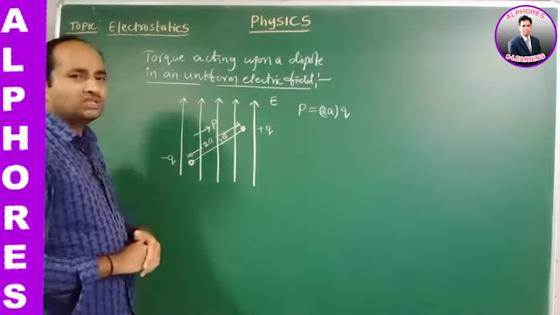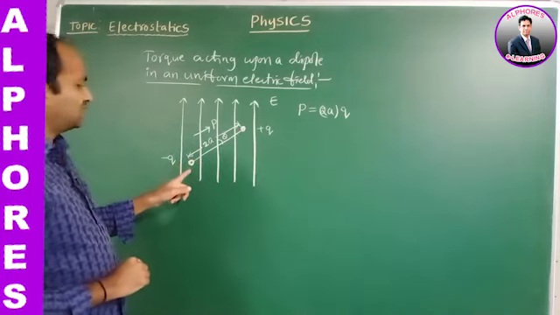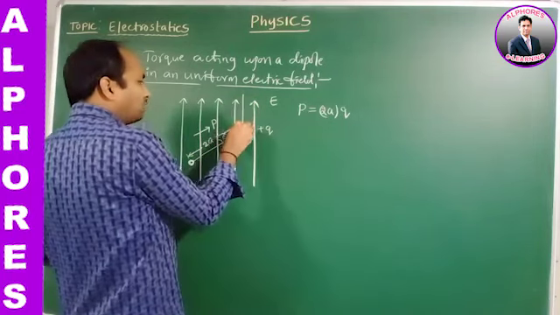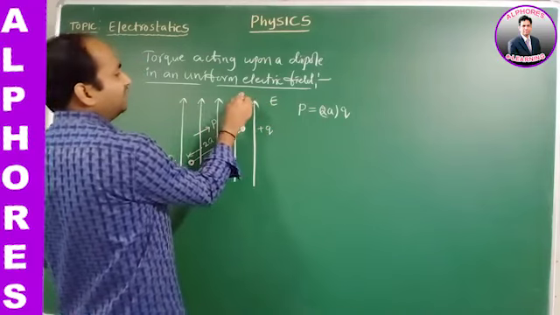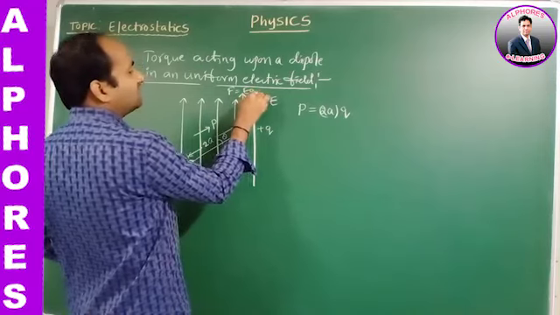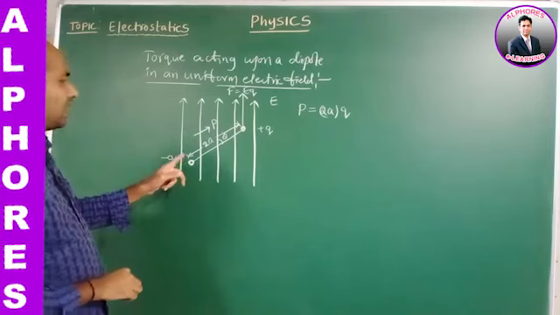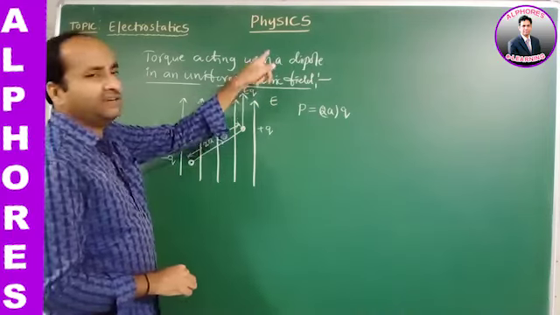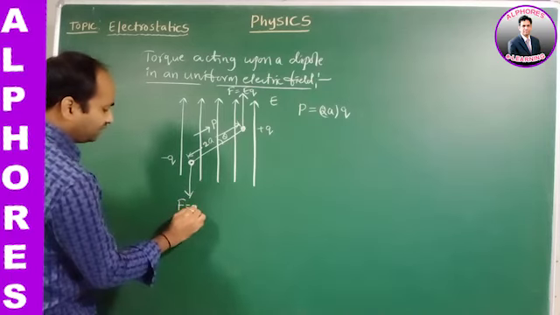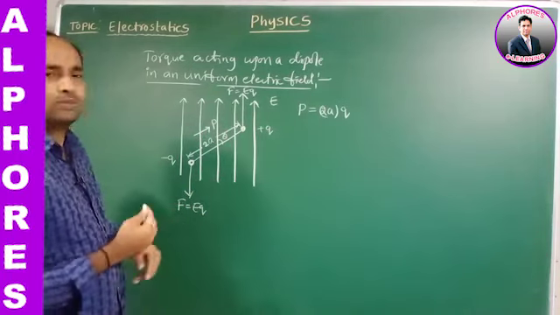Now what is the force acting on these charges? Here is the positive charge, and here is the negative charge. What is the direction of the force on the positive charge? In the direction of the electric field. So this is the direction of the electric force, Fe equals Eq. The force acting on the negative charge is opposite to the electric field. The electric field is upwards, so the force on the negative charge is downwards, F equals Eq downwards. The negative sign indicates the directions are opposite.